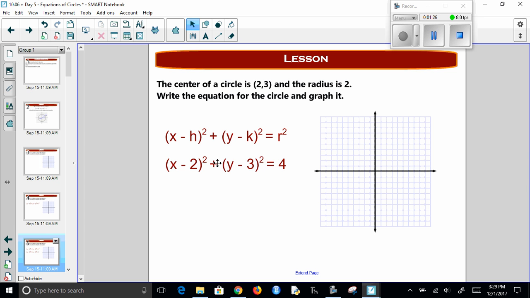(x - 2)^2 + (y - 3)^2 = 4. Now, when we graph this, we go to the point 2 to the right, 3 up, and then you go 2 out in all directions because its radius is 2. And once you have all 4 of those points, you just draw the best circle you can. It doesn't have to be perfect.